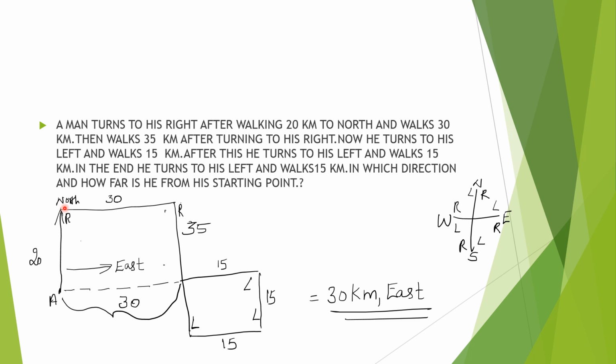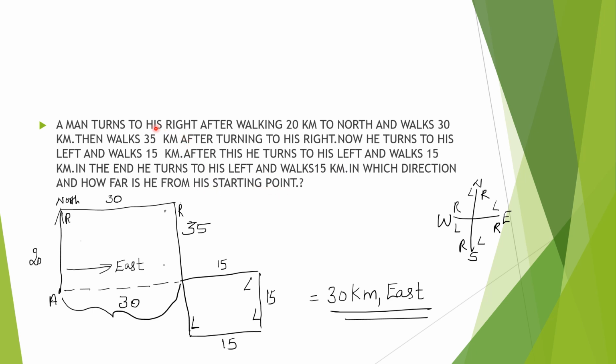Then he turns to his right. It's written here, turns to his right. So to the right side, he walked 30 kilometers. Then he walks 35 kilometers after turning to his right. Now he turns to his left and walks 15 kilometers. After this, he turns to his left and walks 15 kilometers. In the end, he turns to his left and walks 15 kilometers. In which direction and how far is he from his starting point?